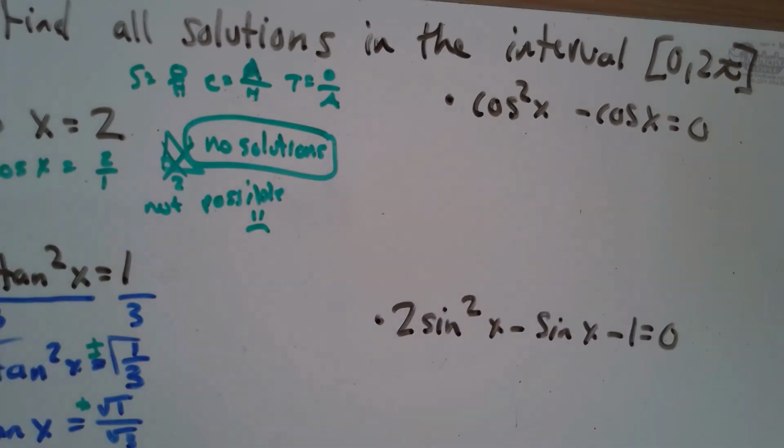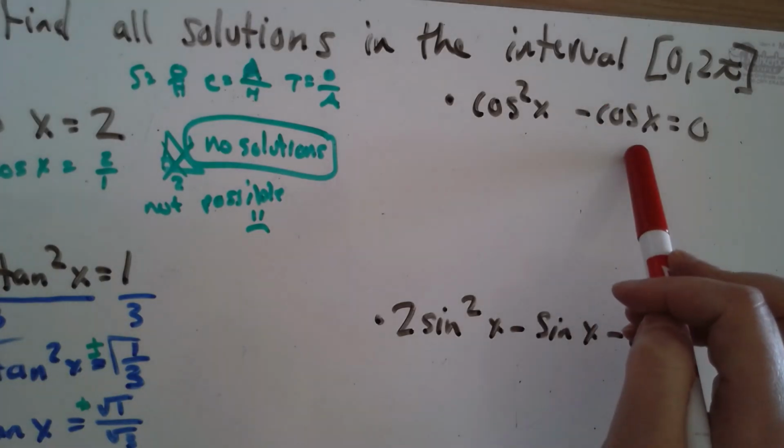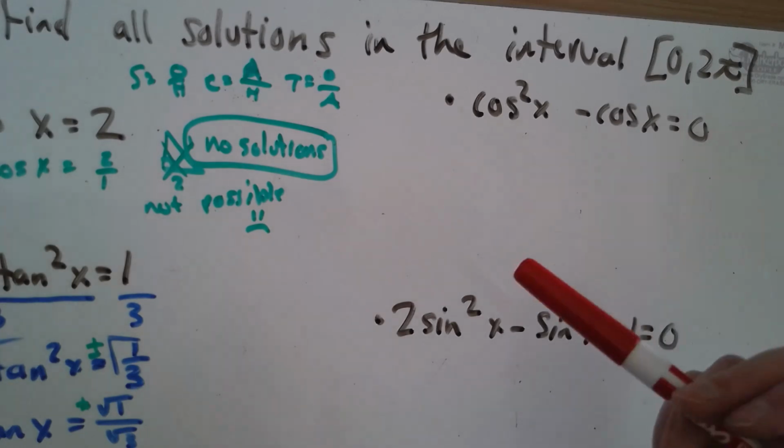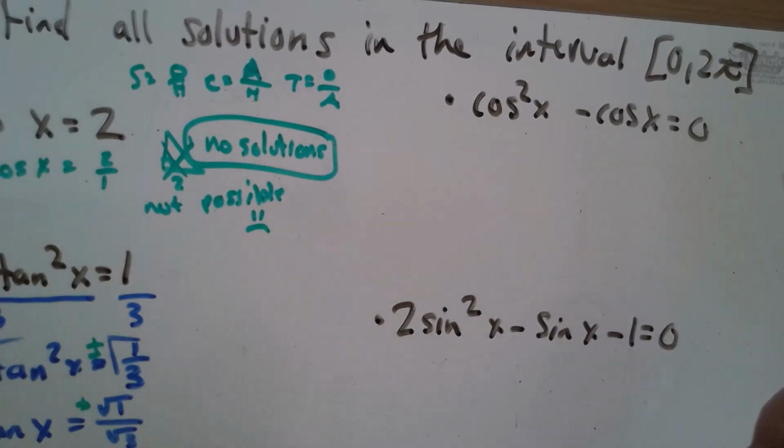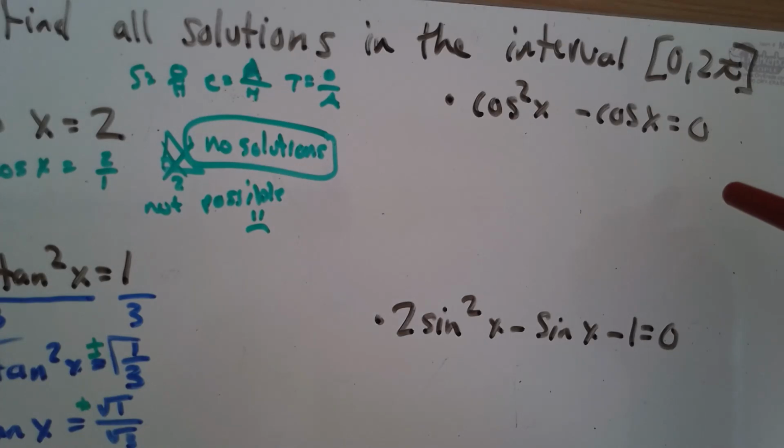Okay, this one looks complicated because we have a cosine squared minus cosine. Some of you might want to divide it by cosine or add the cosine over and divide it off. Okay, if it is a variable, do not divide it out. If it is a variable, you cannot divide it out because you're dividing out one of your solutions.